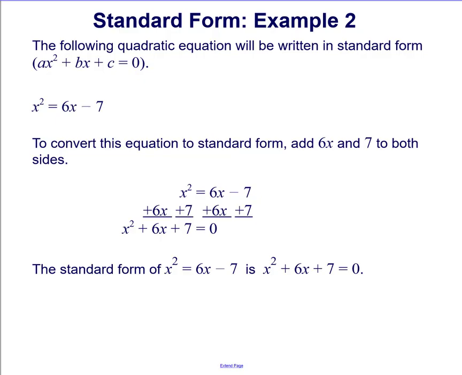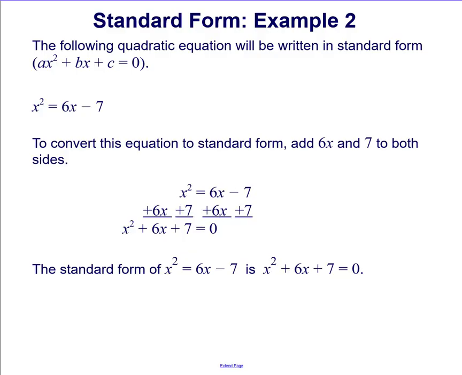Standard form, example number 2. The following quadratic equation will be written in standard form. Remember that standard form is ax squared plus bx plus c is equal to 0. The equation in question is x squared equals 6x minus 7. There are two issues here. We want to have all of the terms on one side of the equation, and the final equation should be equal to 0.